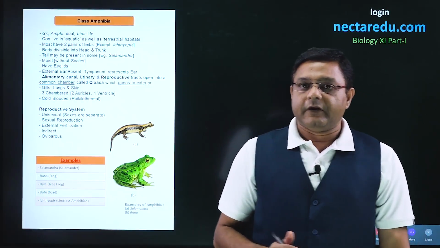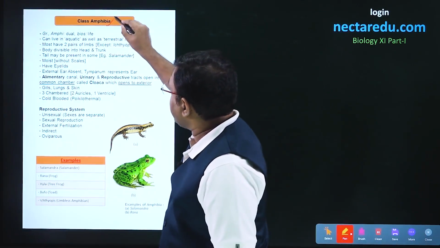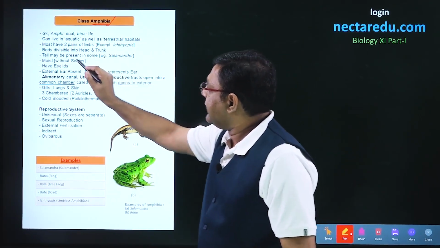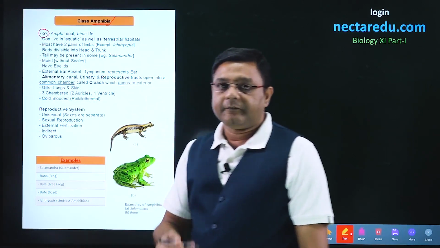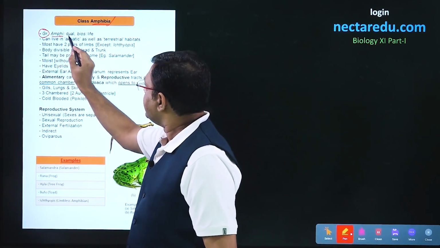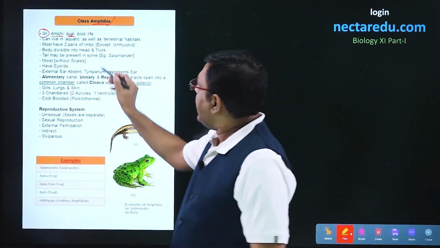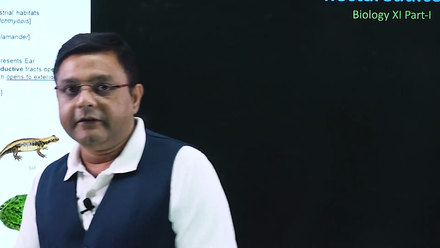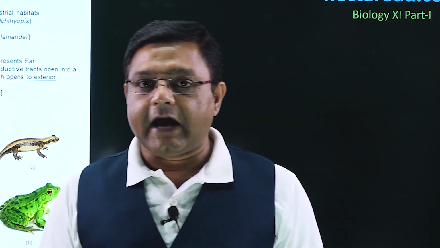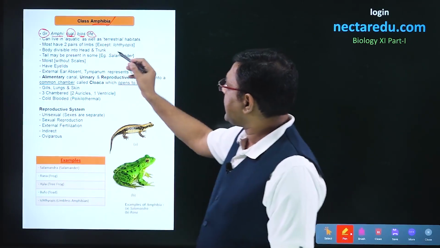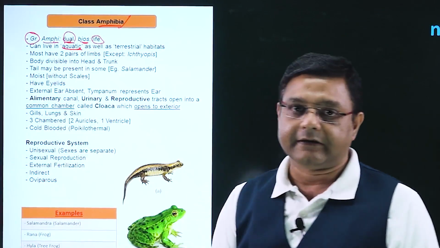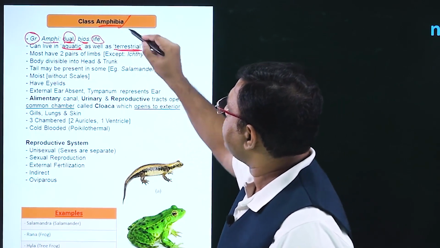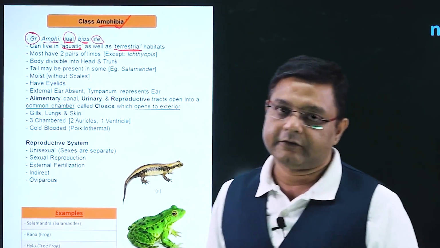In this particular video, we will look into the details of class Amphibia. Now, the word amphibia comes from Greek words. The first word is amphi, which means dual or both, and the second word is bios, which means life. So, amphibians are the organisms which have dual mode. These can live in aquatic habitat, that is in water, as well as in terrestrial habitat, and that is why these are called amphibians.